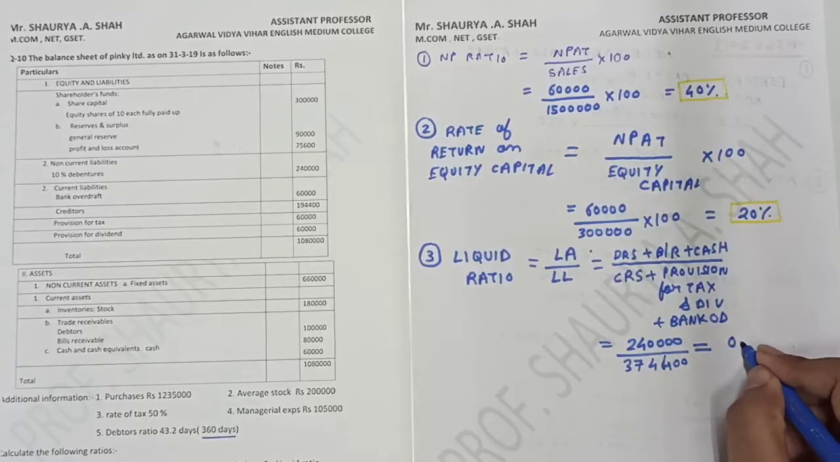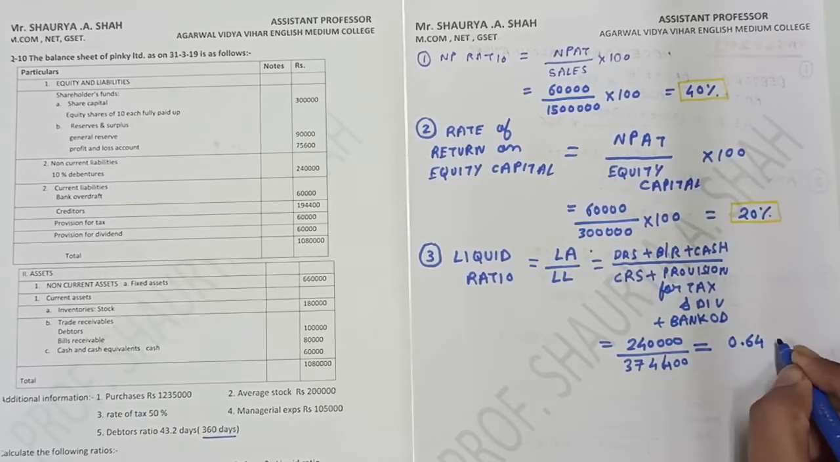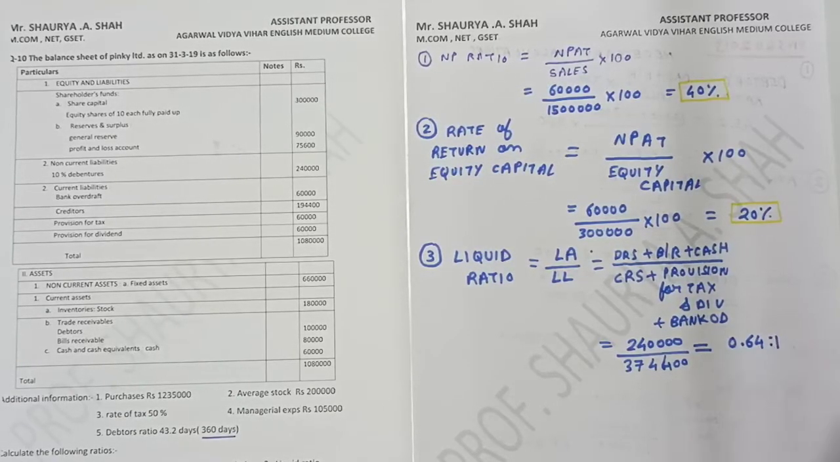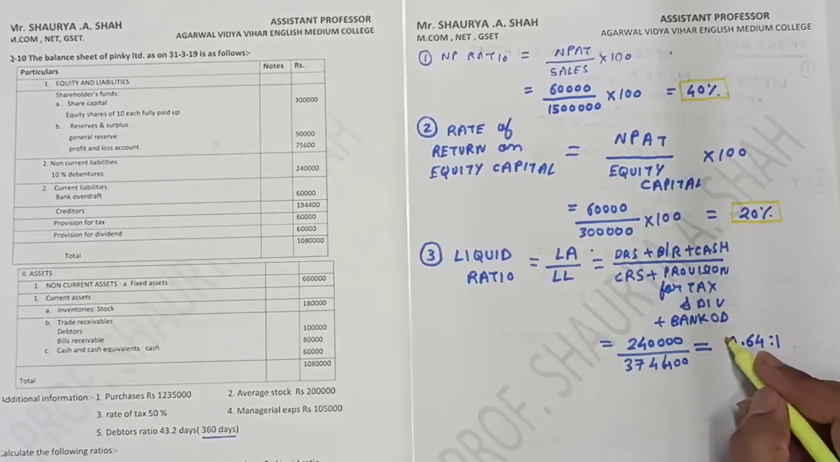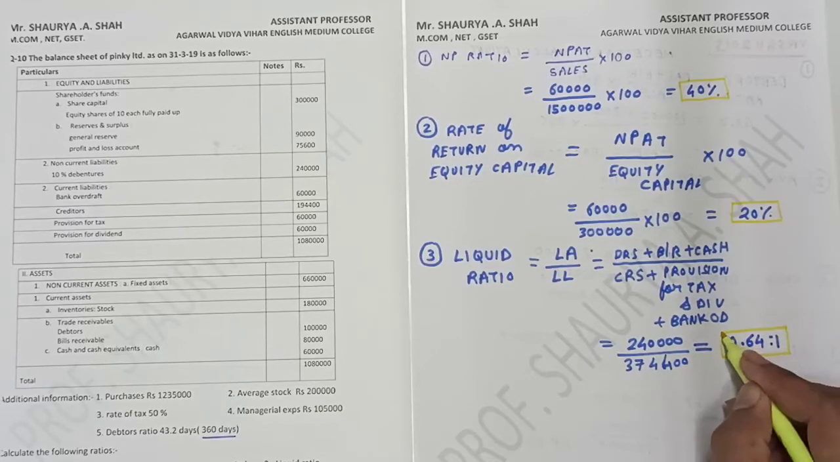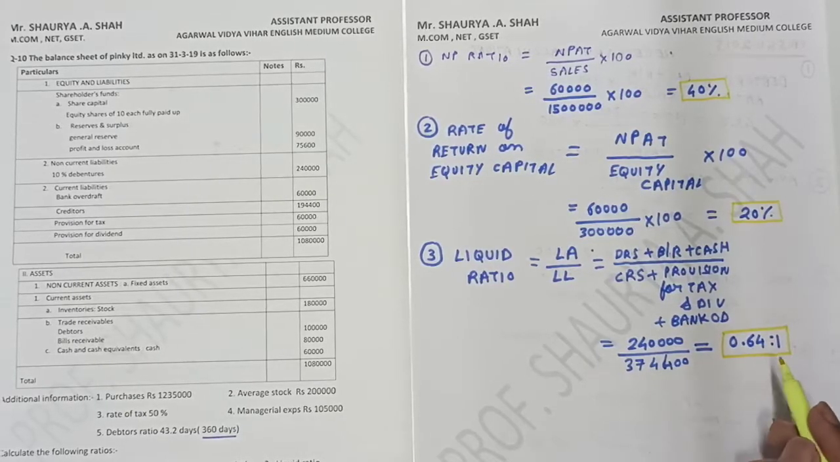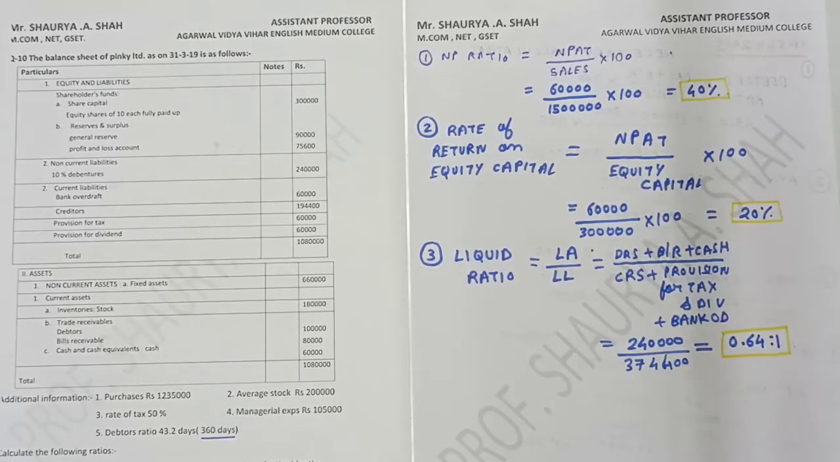It must be 0.64. How do you write it? 0.64 is to 1. What does it show? That my liquid assets are 64% of liquid liabilities, as good as 64%. So if my LL is 1, my LA will be 0.64. I suppose it is clear to everyone. Fine. So we have solved three things which are asked in the sum.